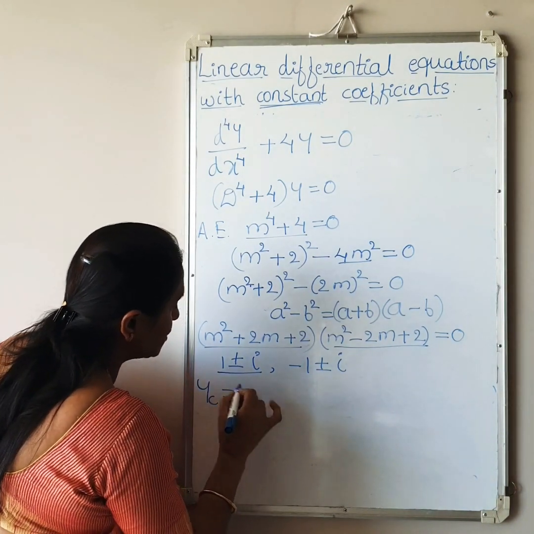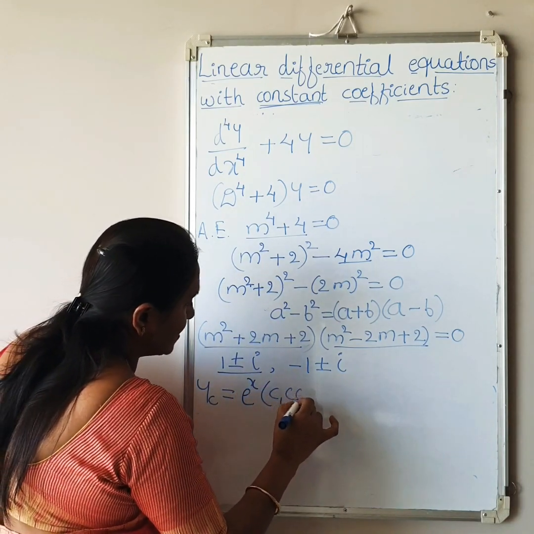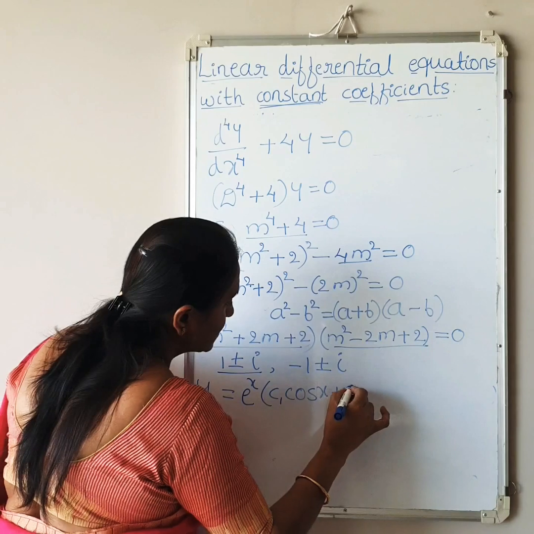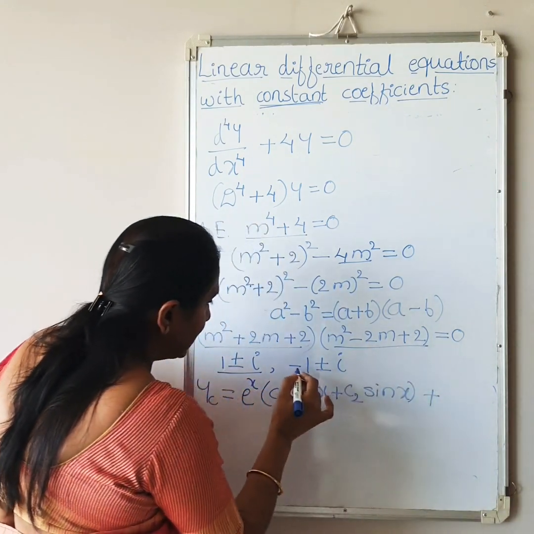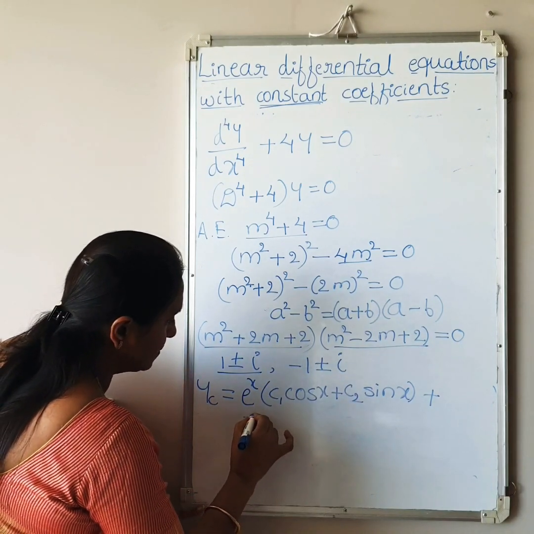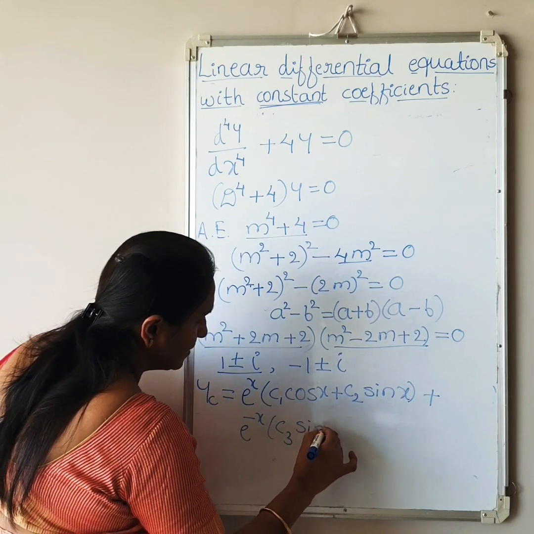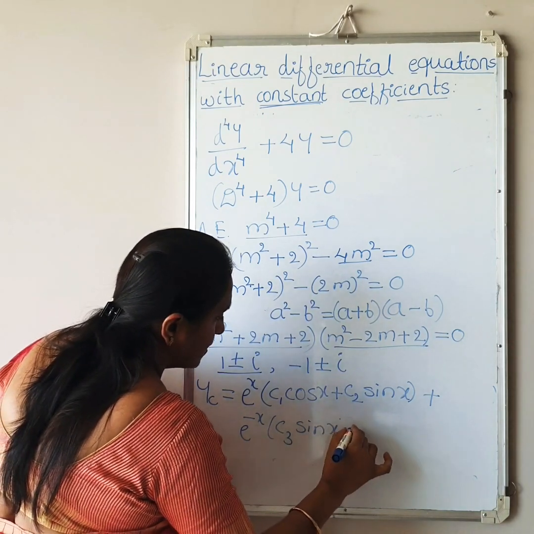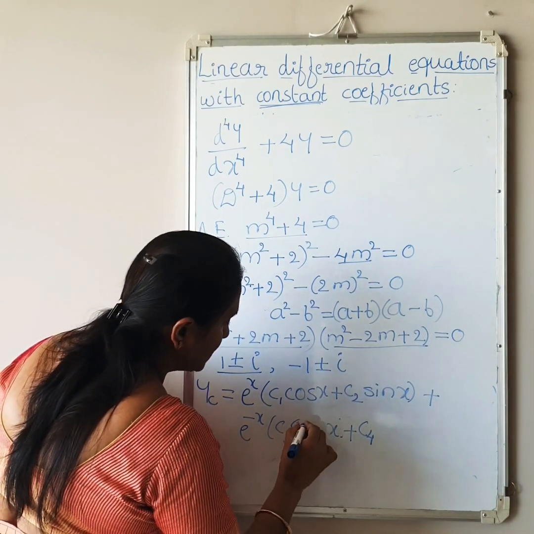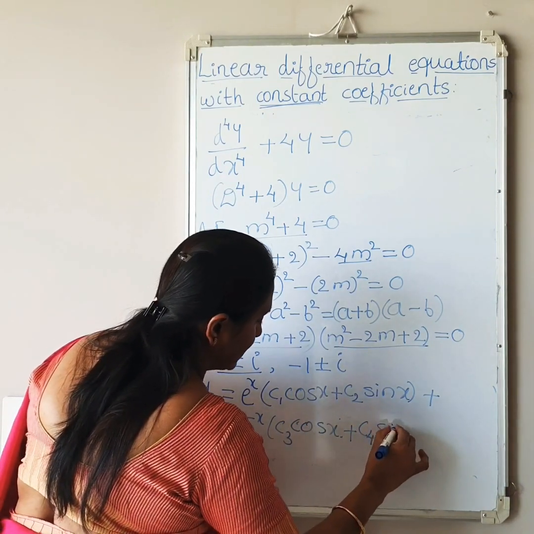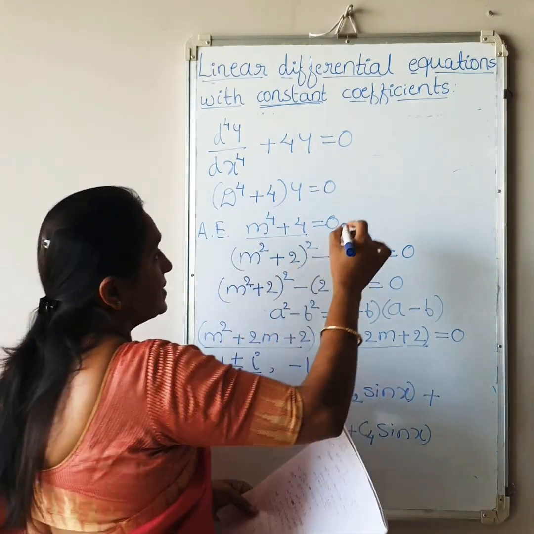It is e raised to x, c1 cos x plus c2 sin x, plus, here it is minus x, e raised to minus x, c3 cos x plus c4 sin x. This is the solution. Next, one more similar example is there.